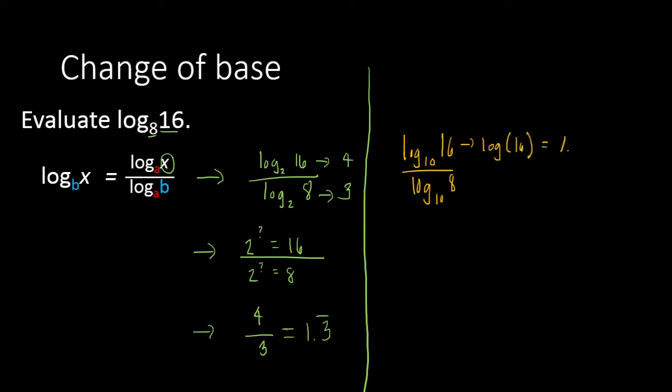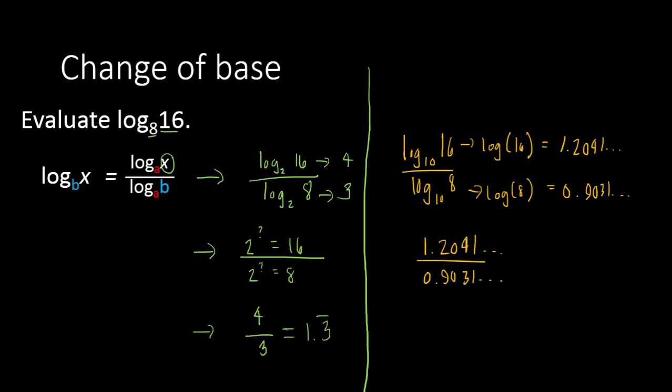So I would have found that log 16 equals 1.2041 and so on. And I would have found that log 8 equals 0.9031, etc. And when you take 1.2041 over 0.9031, you get 1.3. Okay?